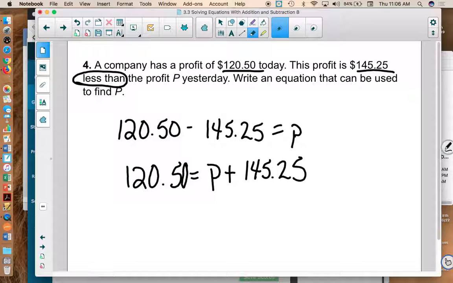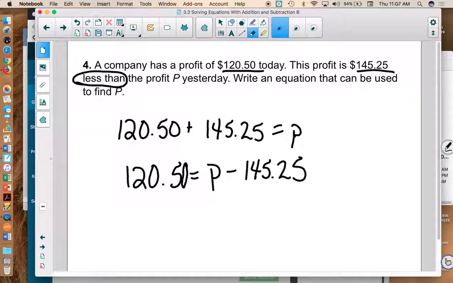The profit is $145.25 less than the profit from yesterday. So if I take yesterday's profit and subtract out $145.25, I get today's profit. Yes, I agree with that. It means you should have changed Tanner's. I agree. This one would have been correct, this one would not. Do you see why, Tanner? Yeah. Okay.